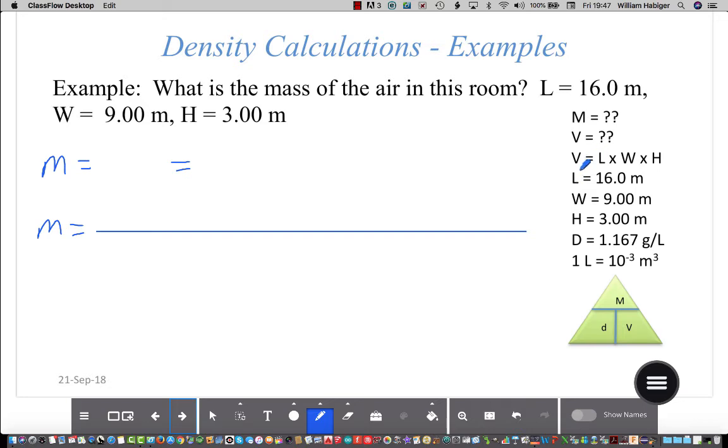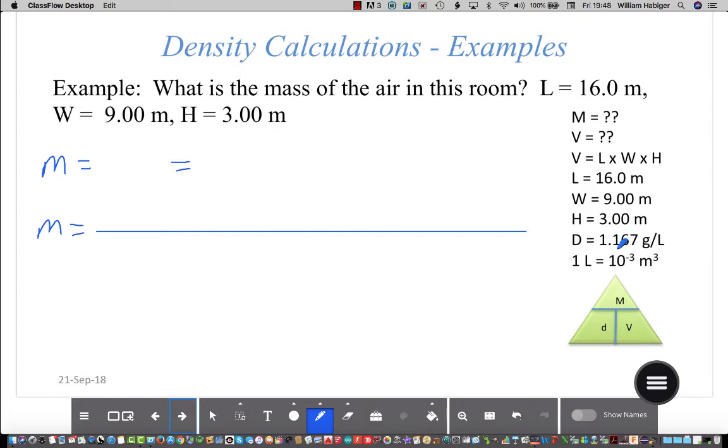Then we have to realize that they didn't give us volume, so we have to use one of our volume equations to calculate the volume of the object. So a room is rectangular in shape, so it's length times width times height. And the density we can look up on the density data table. So we look on the density data table under density of gases.